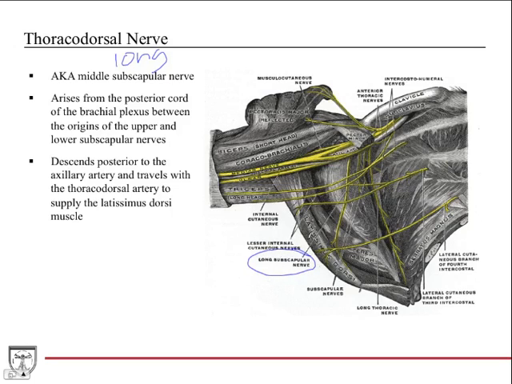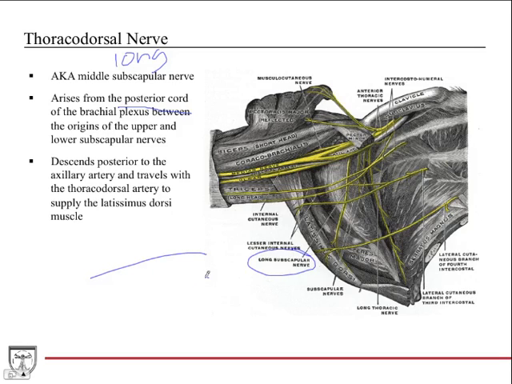But really, it's all the same nerve, as many things in anatomy can have multiple names. Most classes and most board exams are going to refer to it as the thoracodorsal nerve. So that's the term I would use, and that's the term we will use. The thoracodorsal nerve arises from the posterior cord of the brachial plexus, and it goes between the origin of the upper and lower subscapular.